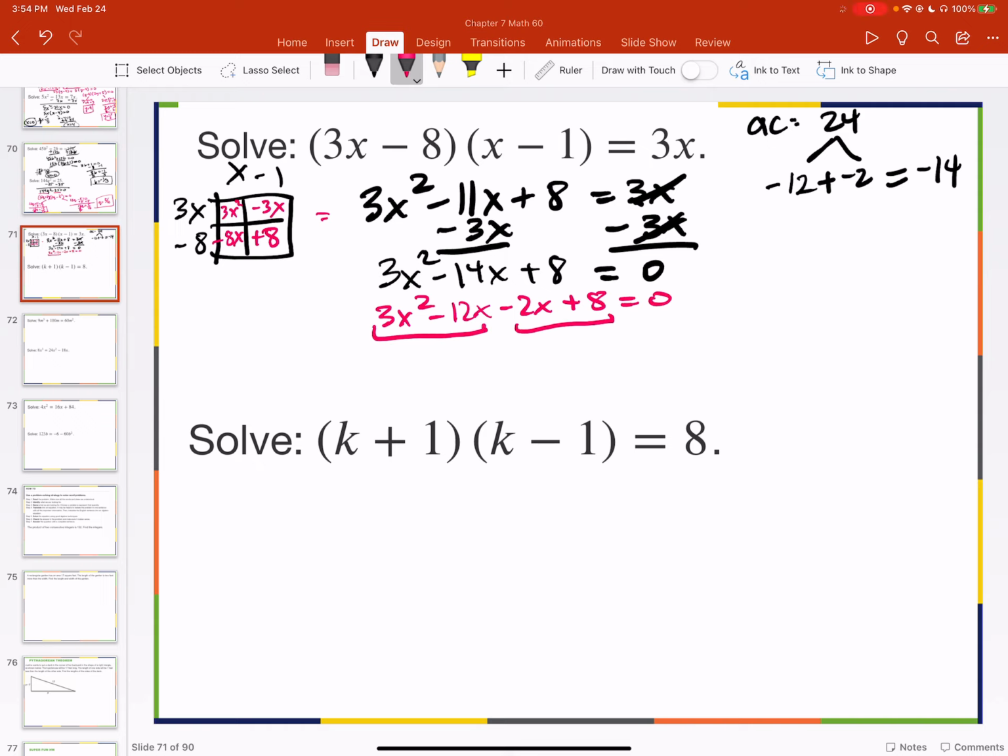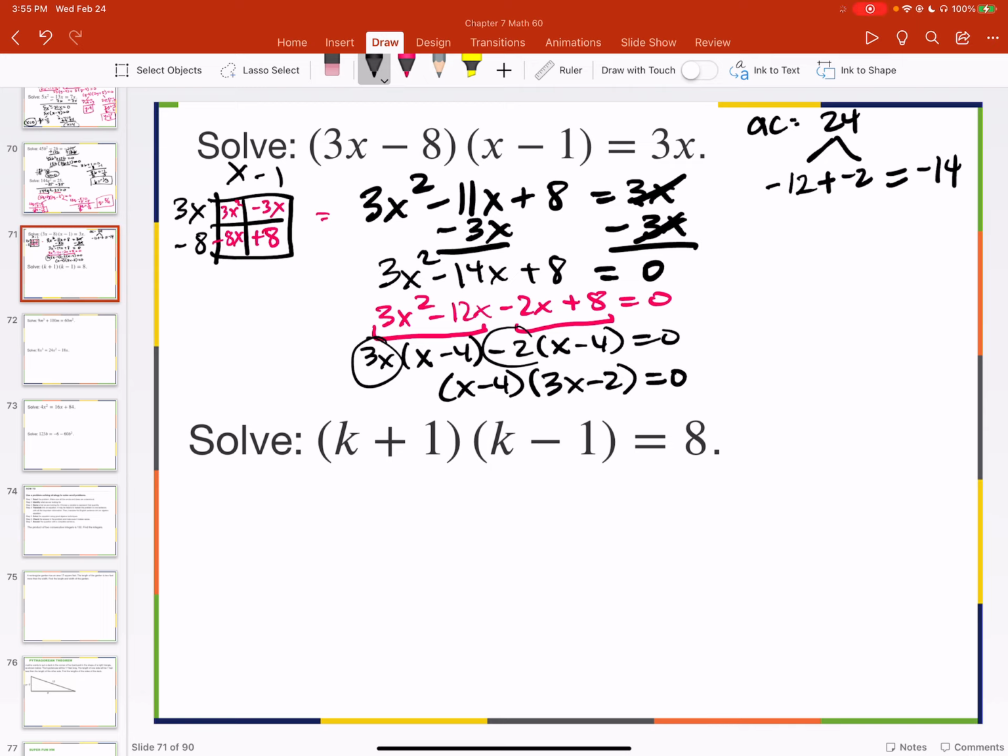Okay, let's factor by grouping. The first group has a GCF of 3x. That leaves me with x minus 4. The second group, if I take out a negative 2, I get x minus 4. That's equal to 0. Let's go ahead and take out the binomial in common, x minus 4. What are we left with? 3x minus 2. And that's equal to 0.